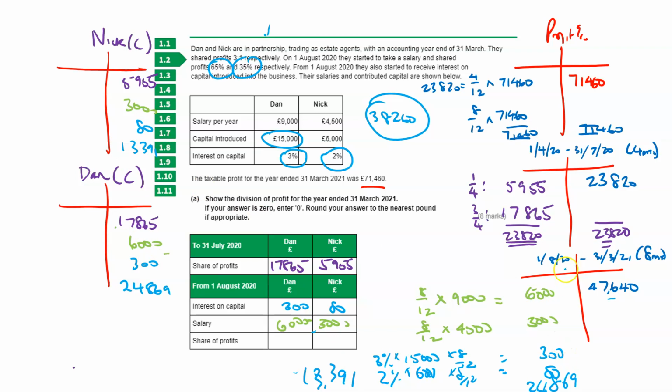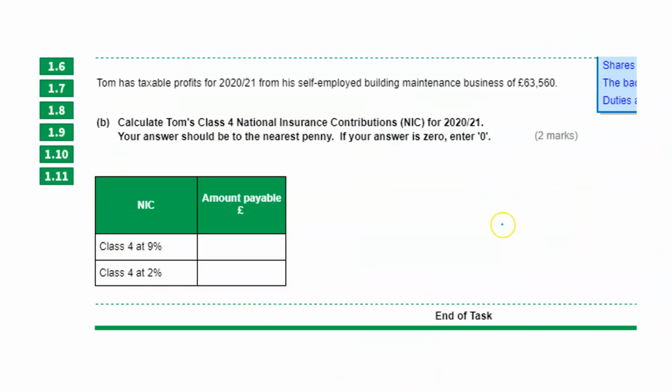So this account now closes. This account, it closes, right? It's done. 47,640, and I'll have the same thing over there. So finally, just chucking those in there. For Dan, I have 24,869, and I have 13,391, right? And that's how that would work. So I think it's important to be comfortable with a double entry, of course, because who knows what you're going to get given. I think it's important to do that.